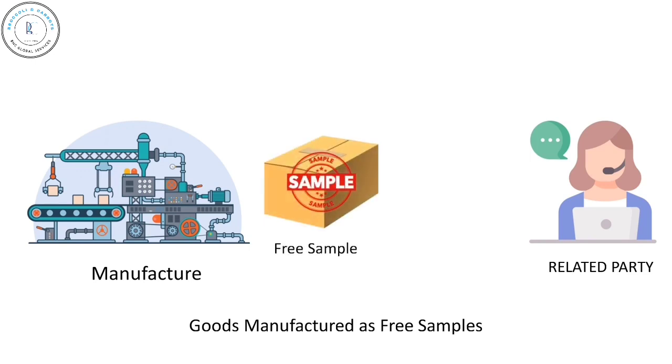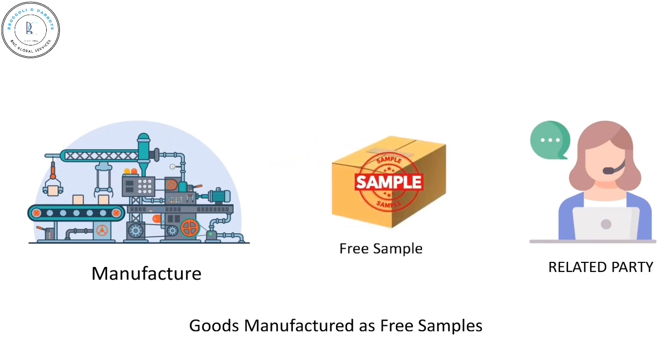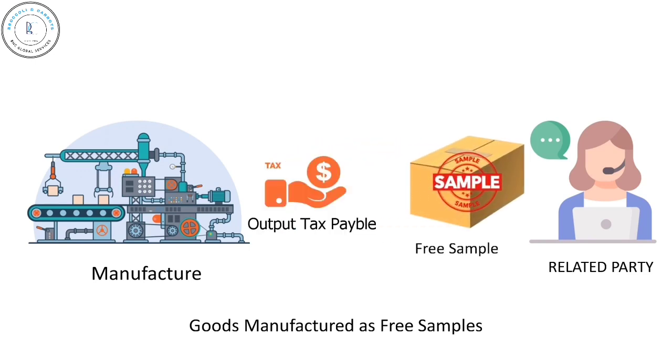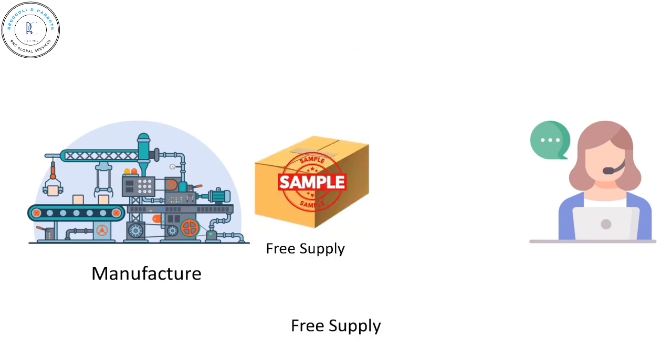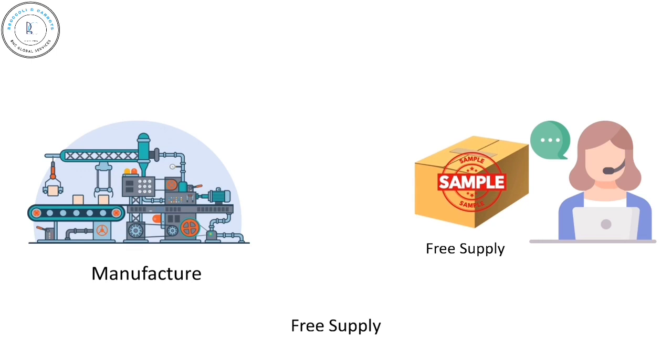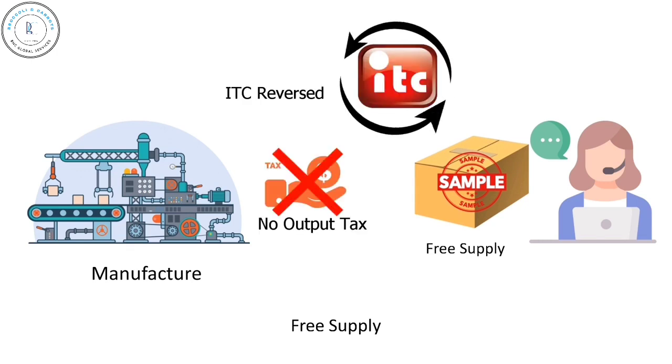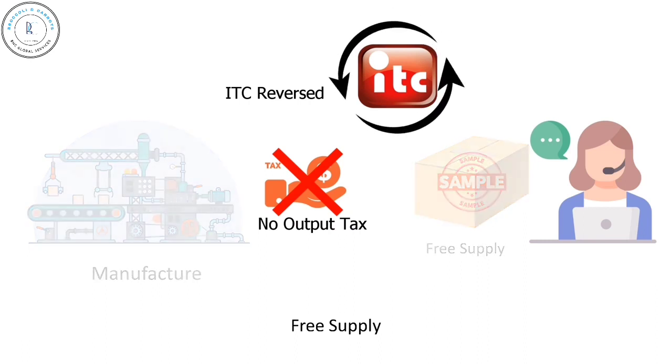Goods manufactured as free samples and then distributed to a related party, output tax is payable and ITC is allowed. Free supply without any consideration, no output tax is payable and ITC has to be reversed.